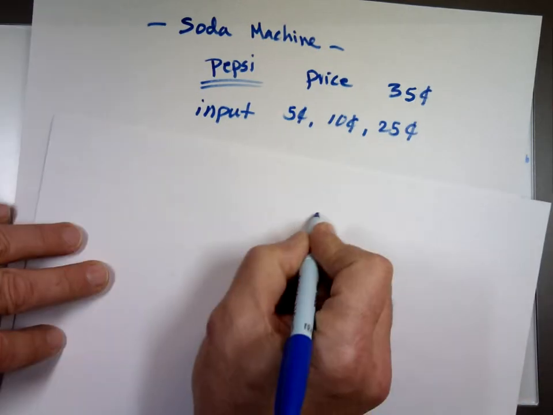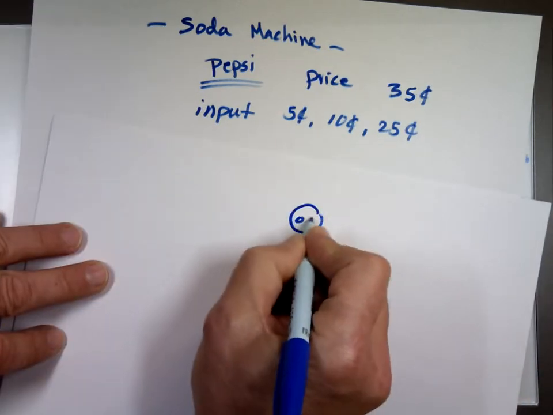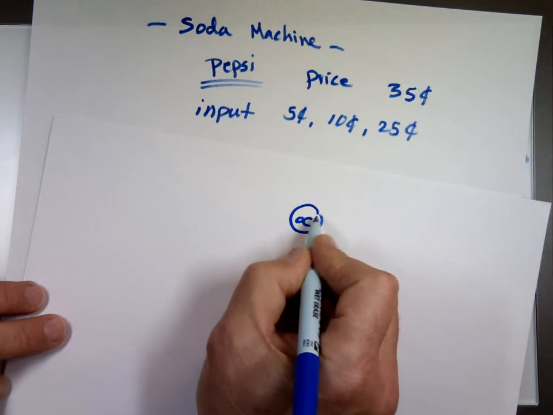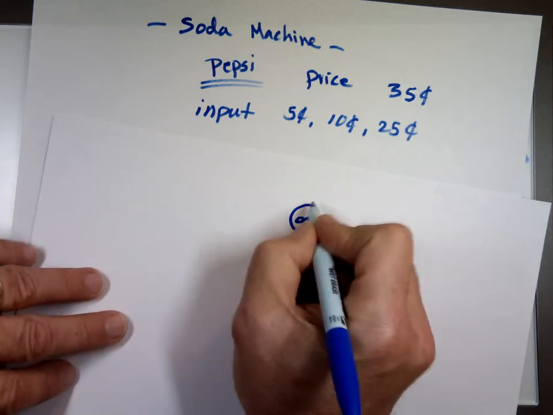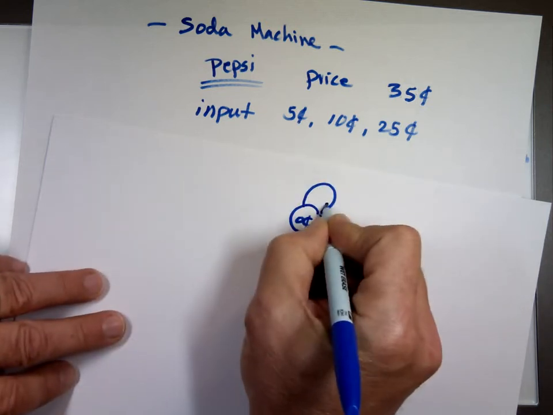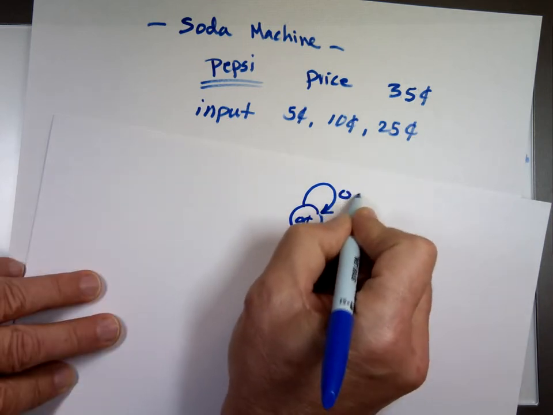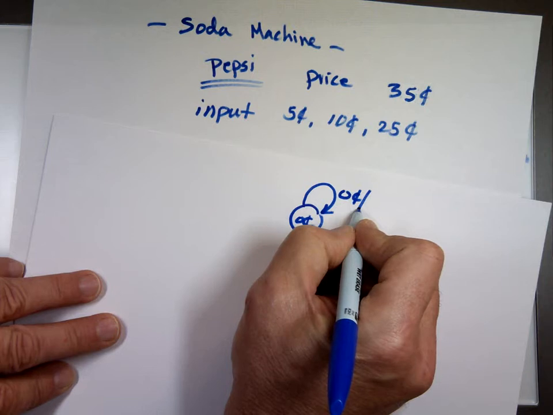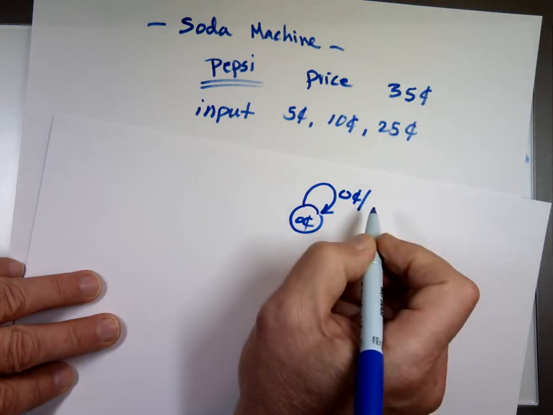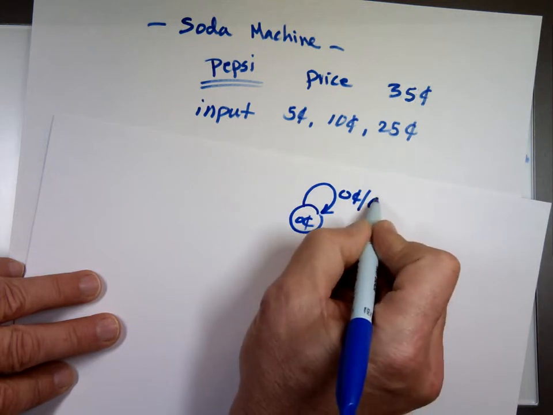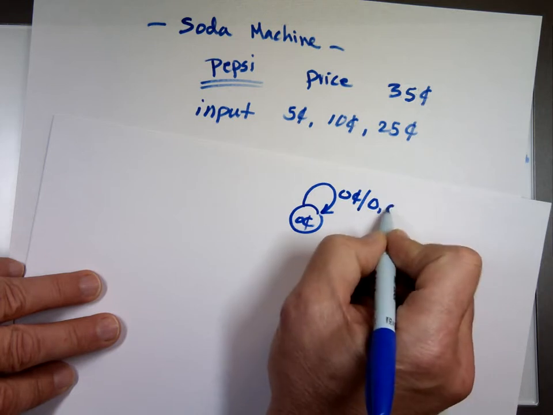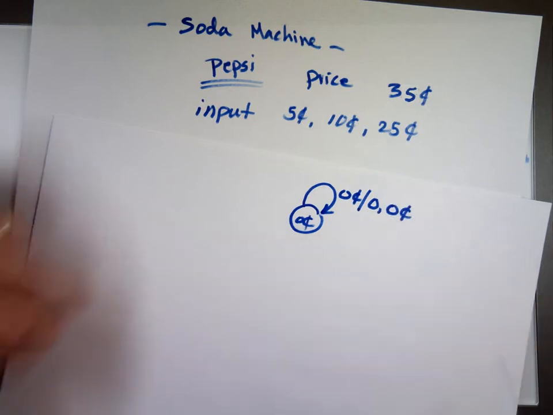If you had state 0 cents, that's this one, 0 cents, and you put no money in it, you stay there, right? So if you put 0 cents in it, you stay there. And do you get any candy? No. 0 candy. How about money back? No. So there are 2 returns? Yep.